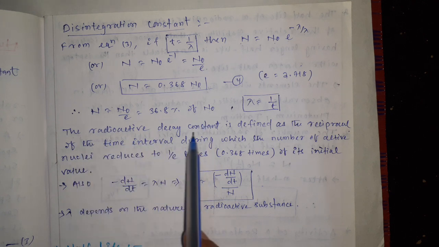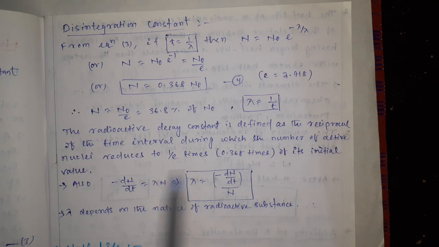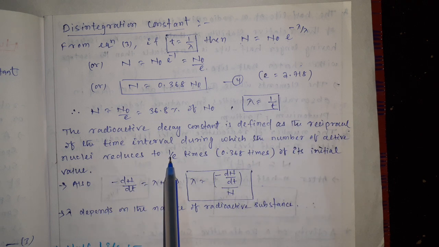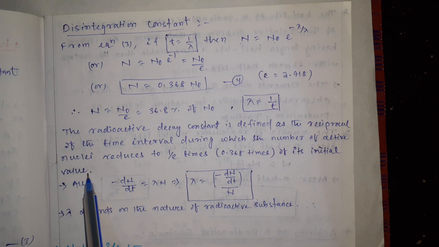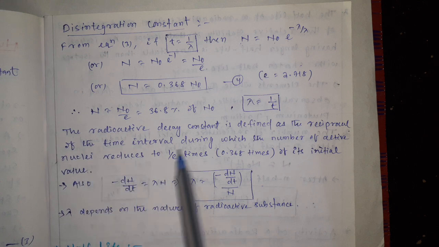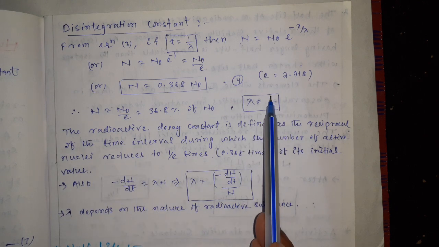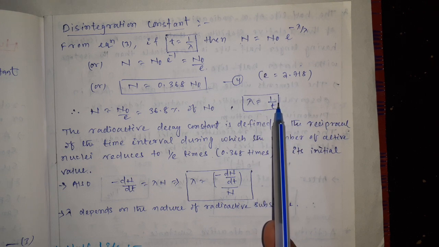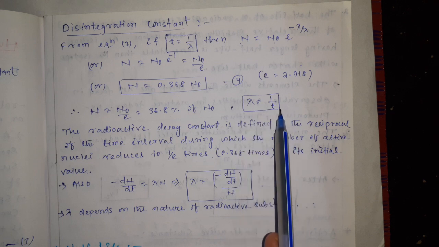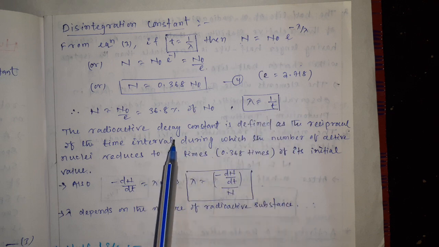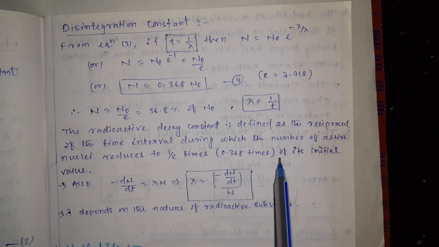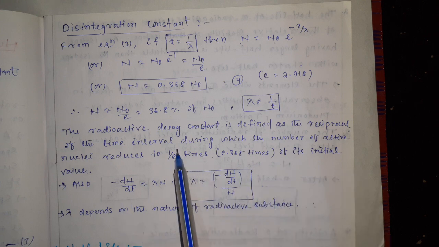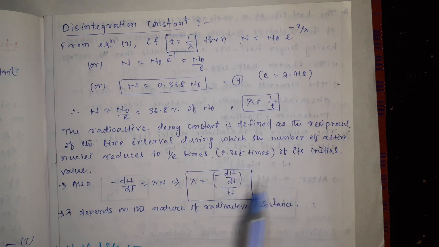So the radioactive decay constant is defined as the reciprocal of the time interval during which the number of active nuclei reduces to 1 by e times its initial value. So we can define the decay constant lambda as the reciprocal of time, 1 by t. This is the time interval where the number of undecayed nuclei is equal to 1 by e times the number of nuclei present initially. That means 1 by e is 0.368.